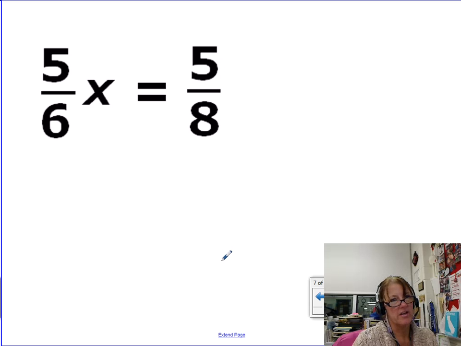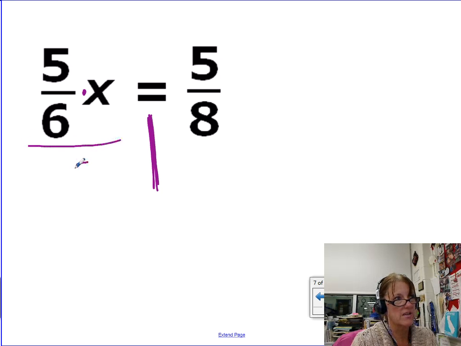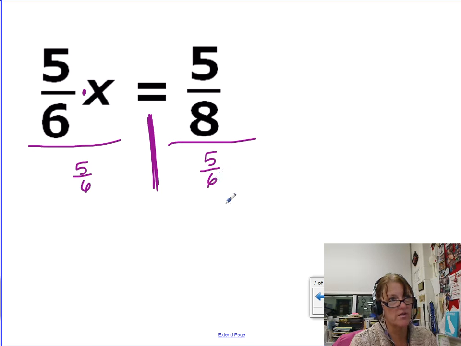We can look at it a couple of ways. I think today what I want you to just think of is this. 5/6, this is a number. It's being multiplied by x, and that equals this fraction. Now watch the fascinating thing that we can do here. If I have something times x, I just simply want to divide by that particular number. Divide by that particular number.